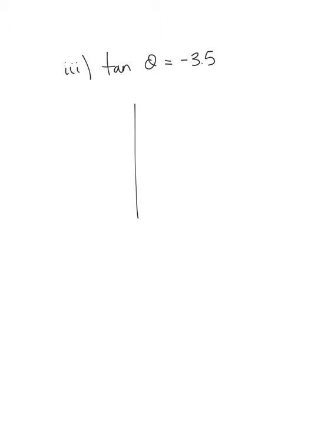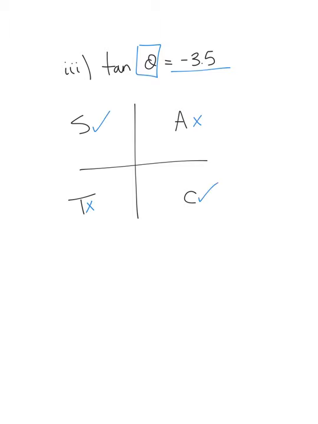My last example for this note is tan of theta equals negative 3.5, sorry. So tan of some angle is equal to a negative answer. Where is tan negative? Well, tan is positive here and is positive here. So I know that it's going to be in quadrant 2 and 4, or S and C. When I use my calculator to figure out the first answer, I'm going to get theta is equal to tan inverse of negative 3.5, and that's going to give me the answer of negative 74 degrees.